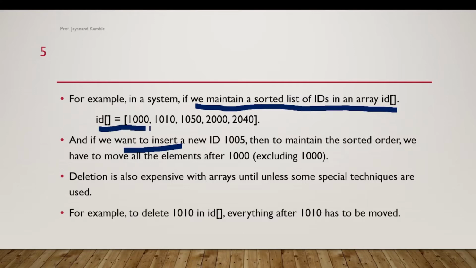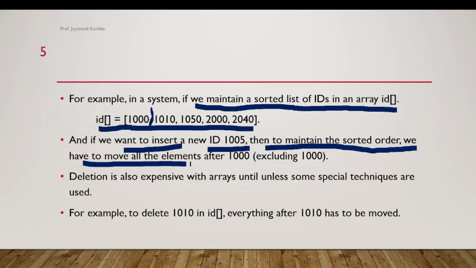ID 10,000, 1,000, 1,010, 50, 2,000, 2,040. It is sorted. Now if we want to insert ID 1005, then it should be here, right? To maintain the sorted order, we have to move all elements after 1,000, excluding 1,000. So we need to move all these elements, and then insert the new one, that is 1005, here. That is what we need to do.